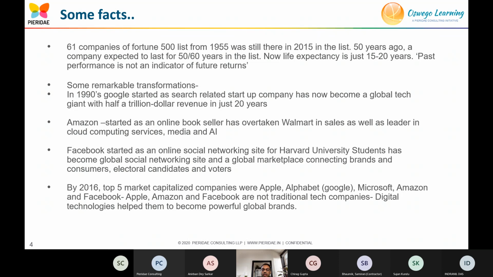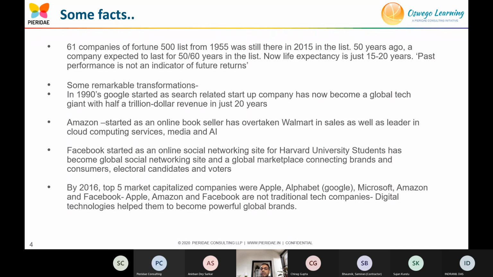A similar example is Google, which started in the 1990s and in 20 years is a $1 trillion company now. They started as a merely search-based organization, a web search organization, and from there became a global tech giant. Google has everything now.